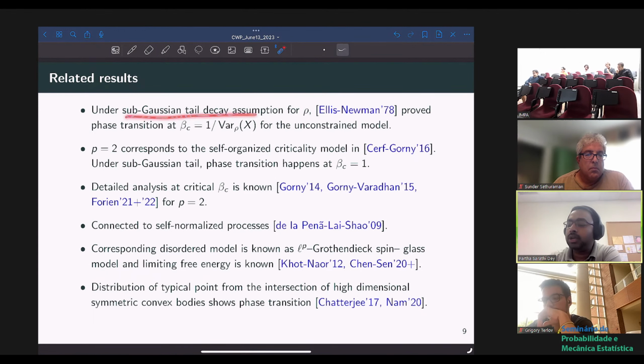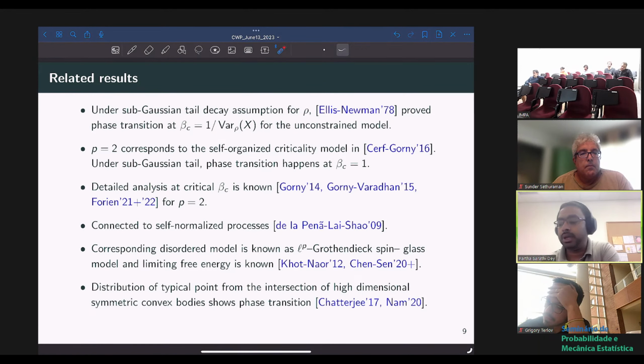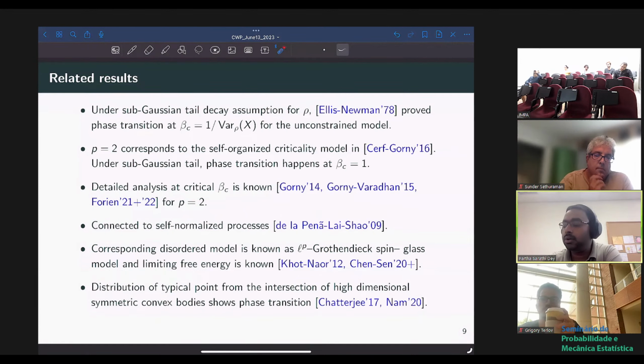If we have sub-Gaussian tail decay for rho, and this is really needed for Z_n, the partition function, to make sense, otherwise it will be infinity. Under this model, Ellis and Newman proved a long time ago that there is a phase transition at beta c, which is 1 over the variance. In the classical case, the variance of symmetric plus or minus 1 is 1, so you get that phase transition at 1. There is a similar Gaussian behavior for beta less than beta c, and critical behavior at beta equal to beta c, which might depend on rho, and then something different happens for beta bigger than beta c. So this is the classical generalized Curie-Weiss model.